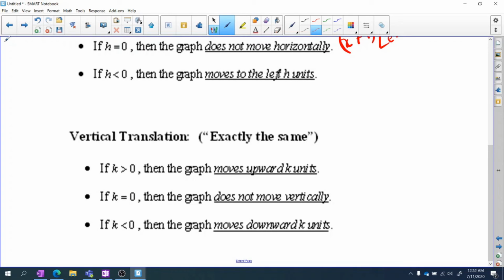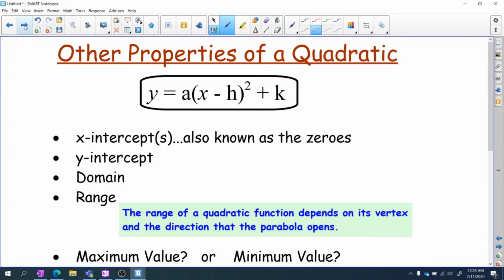So when I summarize all of that, here's your vertex form. So the A is going to control whether it opens up or down and how wide it opens. The H is going to give you the X coordinate of your vertex, and the K is going to give you the Y coordinate of your vertex.